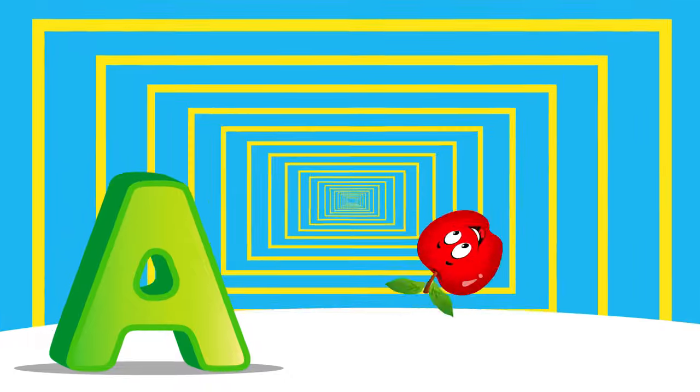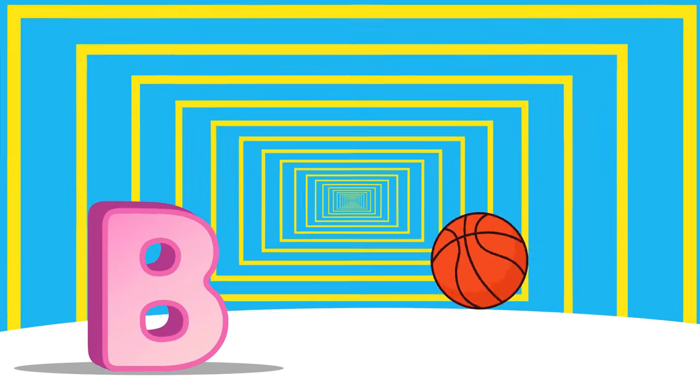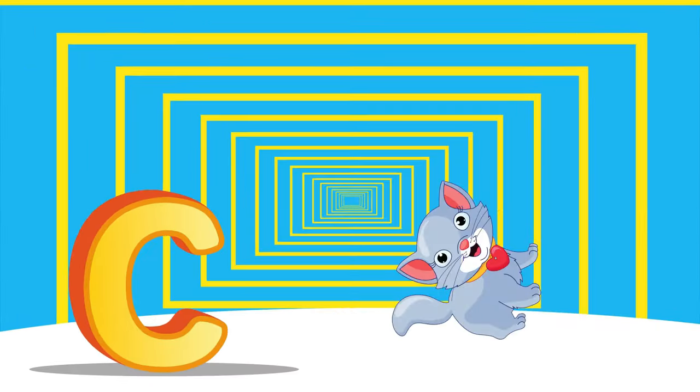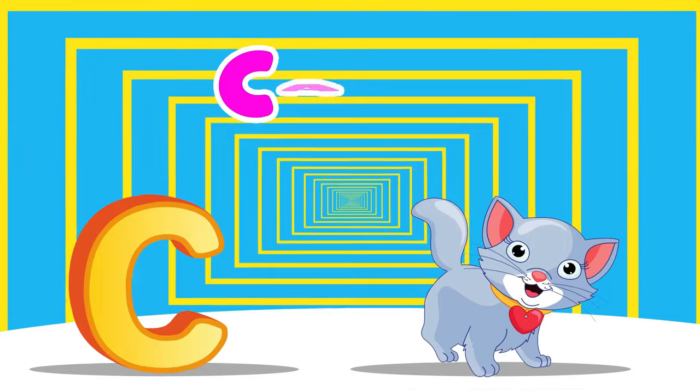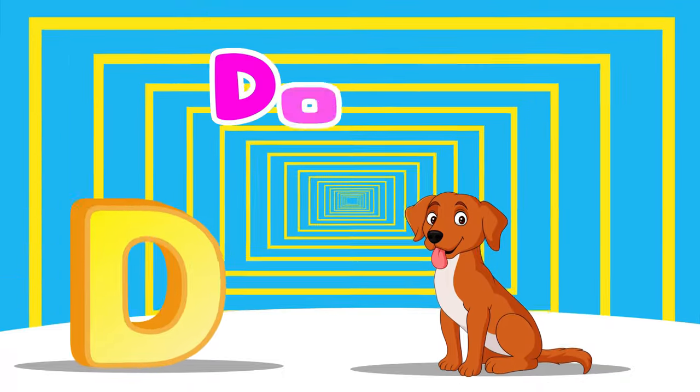A is for apple. Apple. B is for ball. Ball. C is for cat. Cat. D is for dog. Dog.